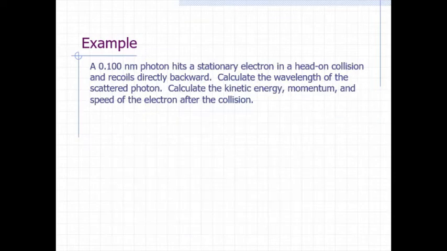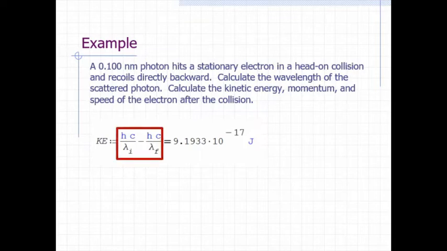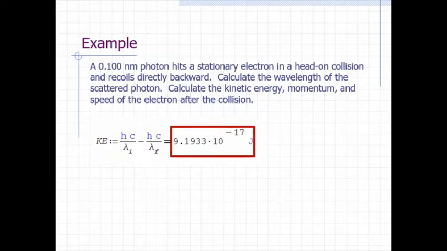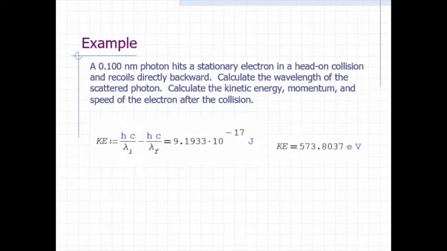Once we know the initial and final wavelength of the photon, we can easily calculate the kinetic energy of the electron. The initial energy of the photon is hc over initial wavelength. The final energy is hc over the final wavelength. So the difference between them is equal to the kinetic energy of the electron. Plugging in the appropriate values for h, c, and wavelengths, we find the kinetic energy of the electron to be 9.19 times 10 to the negative 17 joules, or 574 electron volts.